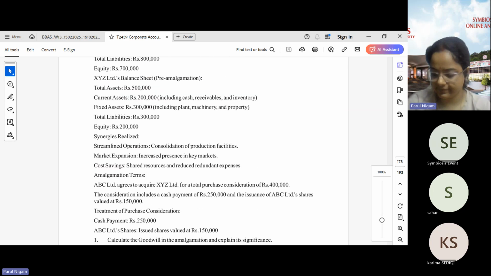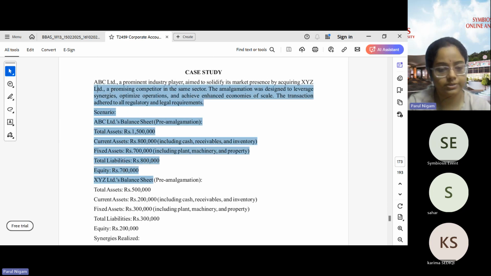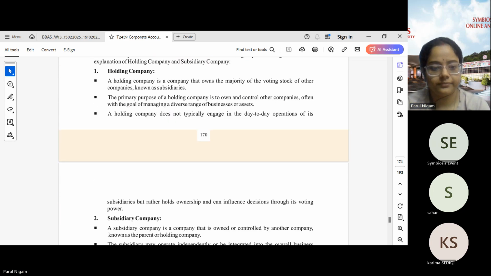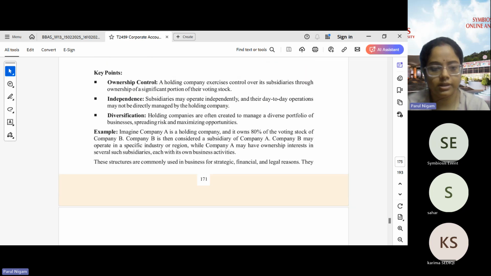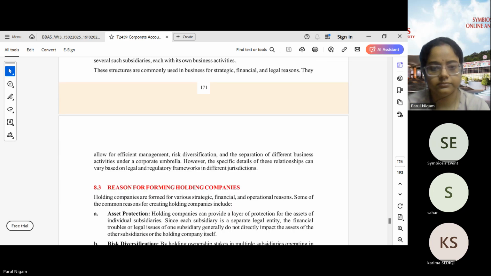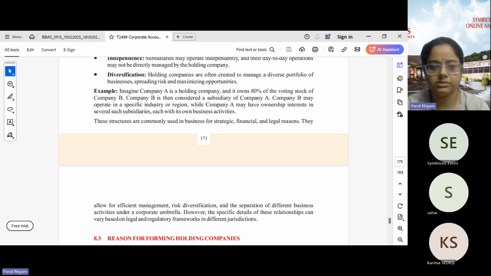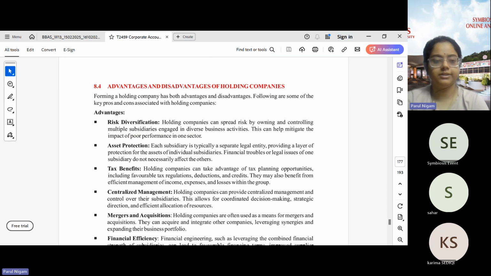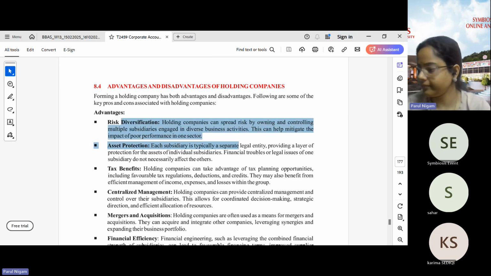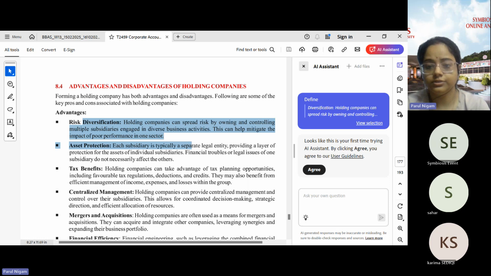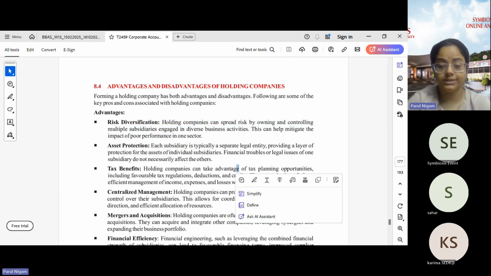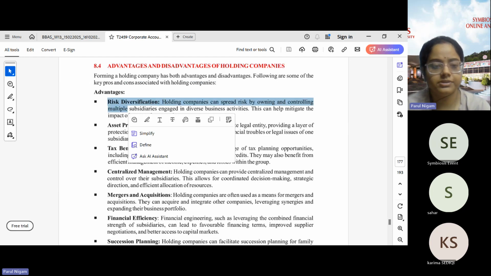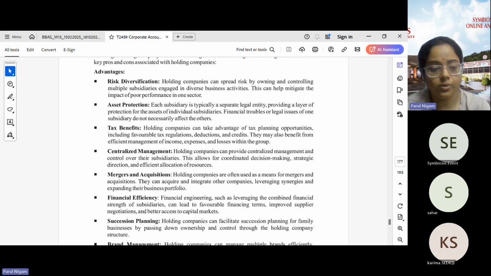We'll come to this chapter, so you can see there are a lot of case studies and solved questions also in your SLM. Holding company's balance sheet, we have done this explanation part. We have done this image. So you can see there are these examples also. Reasons we have done. Advantages and disadvantages. So you can see there is a detailed explanation over here, and this is going to really help you while you're preparing for exams. Okay, advantages and disadvantages of holding companies: risk diversification, asset protection, tax benefit, all of these points.